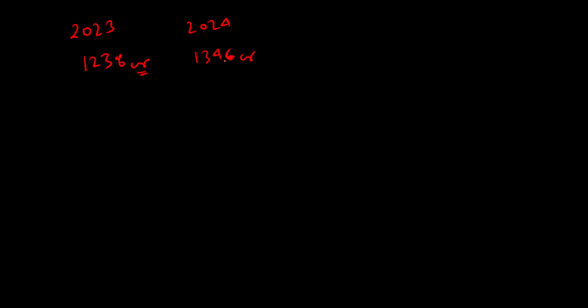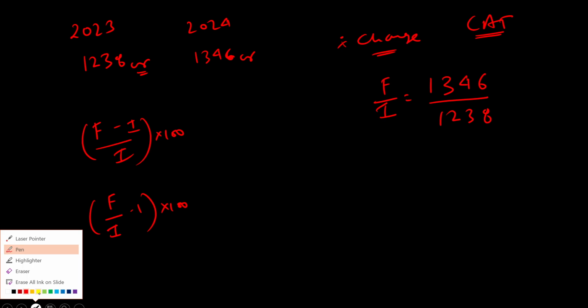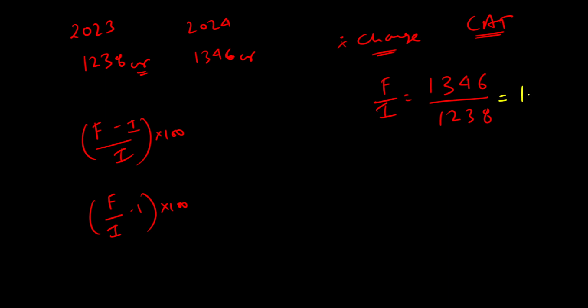Always see, even if you write in this format, can I rearrange this in this manner? Final upon initial minus 1 into 100. So always divide final upon initial. Go on, divide and tell me the answer. Use a calculator if you have to. 1346 divided by 1238. In CAT, you will have an on-screen calculator. You will have to use a mouse to answer things, so get into that habit. What is the final ratio? 1.087.